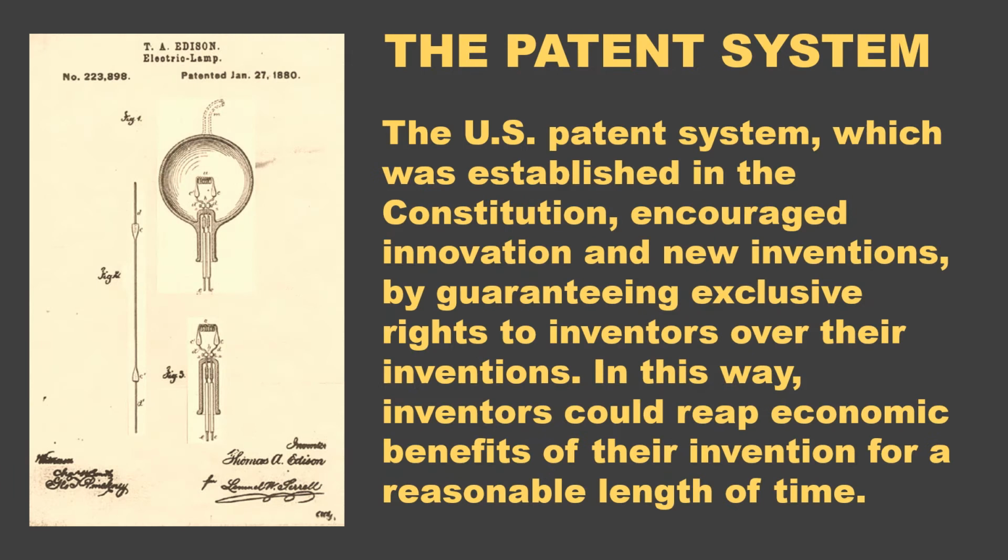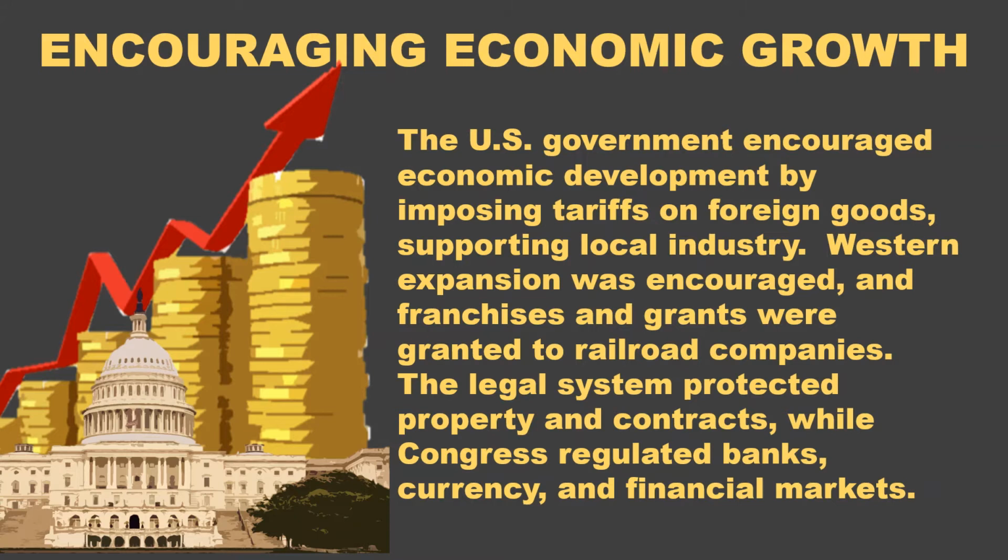The U.S. patent system, which was established in the Constitution, encouraged innovation and new inventions by guaranteeing exclusive rights to inventors over their inventions. In this way, inventors could reap economic benefits of their invention for a reasonable length of time. The U.S. government encouraged economic development by imposing tariffs on foreign goods, supporting local industry. Western expansion was encouraged, and franchises and grants were granted to railroad companies. The legal system protected property and contracts, while Congress regulated banks, currency, and financial markets.